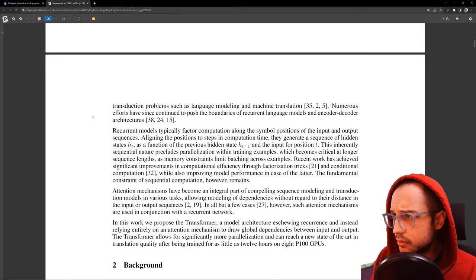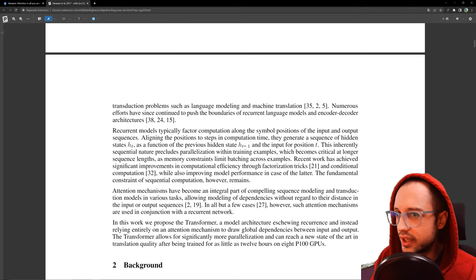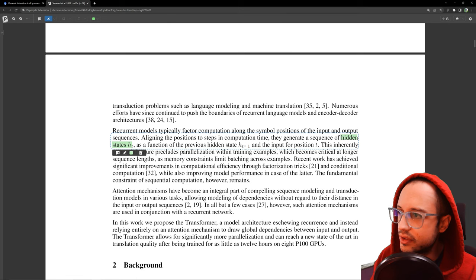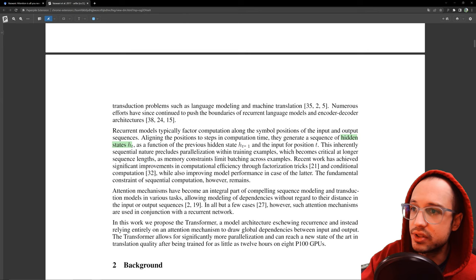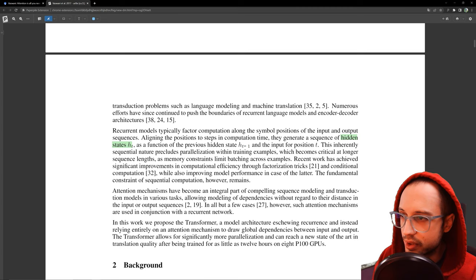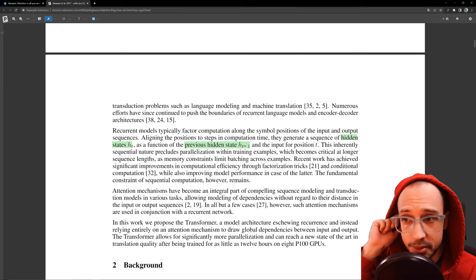Efforts push the boundaries. Recurrent models typically factor computation along the symbol positions of the input and the output sequences, aligning the positions to steps in computation time. Generate a sequence of hidden states. Yeah, so this is the concept that I think has continued, where you'll have the network not just output what you want at that current time step, but also output some information, some embedding, a vector. And then that vector is used as input to the next step, right? Function of the previous state and the input. So this is kind of how people introduce time to networks. Any robotics or autonomous vehicle application probably has some kind of hidden state that's getting passed along.